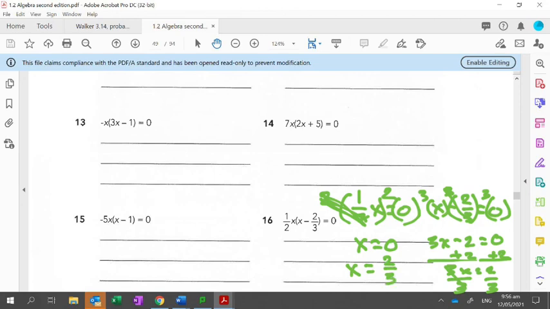Wait, what? I thought you told me to multiply everything. We did. But you told me to multiply the 0 by 3. And what do you get when you multiply times 0? It's all right. It's all good. Okay? Take it slow. All right. Okay?